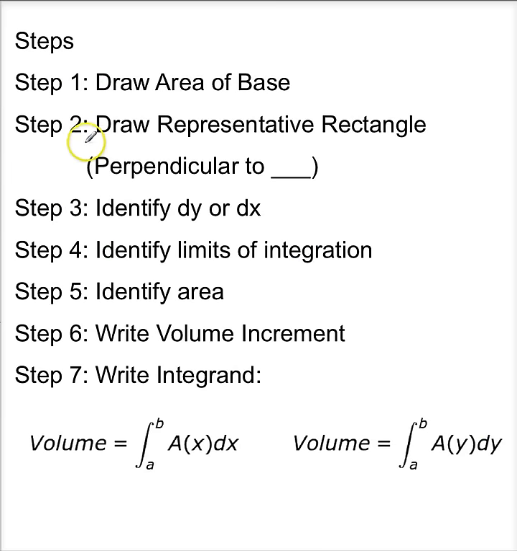Here are some steps that might help you. Draw the area of the base. You can do the three-dimensional sketch if you're good at it. I'm not. I never will. Draw a representative rectangle. All right, so this is your slice, and it's always going to be perpendicular to x or y, and this is going to be stated in your problem.